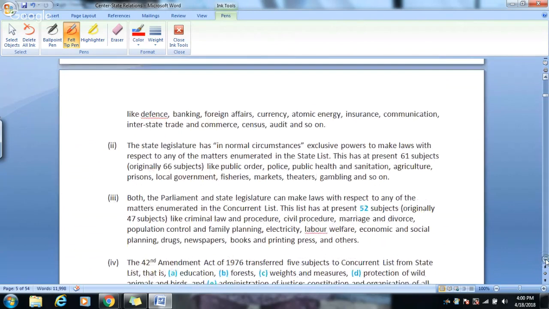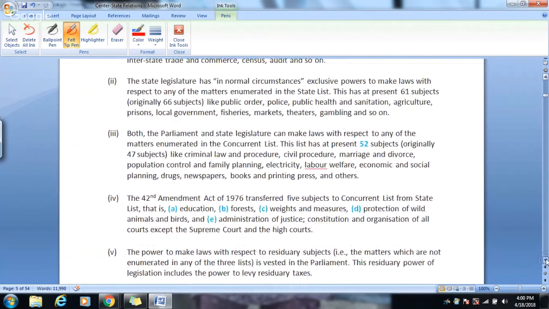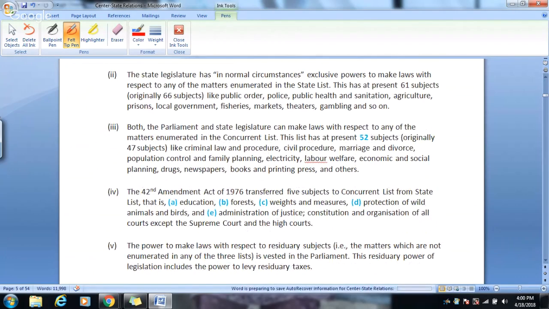So what about the state list? The state legislature has, in normal circumstances, exclusive powers to make laws with respect to any of the matters enumerated in the state list. So here we have a clause: in normal circumstances. So Parliament can make the laws for the subjects in the union list, and second, the state legislature can make the laws for the subjects or matters present in the state list. It is at present 61 subjects, and originally there were 66 subjects.